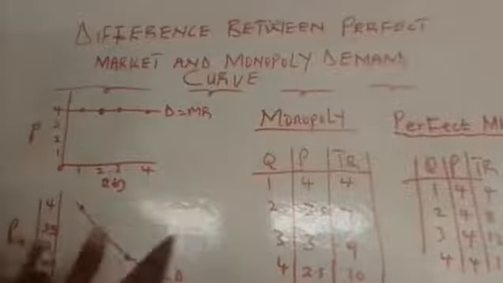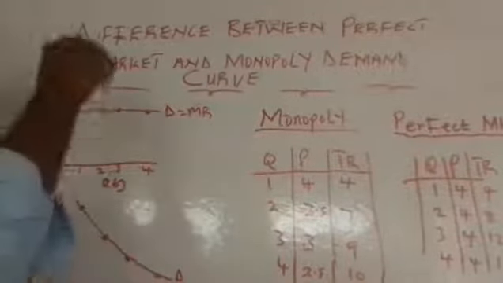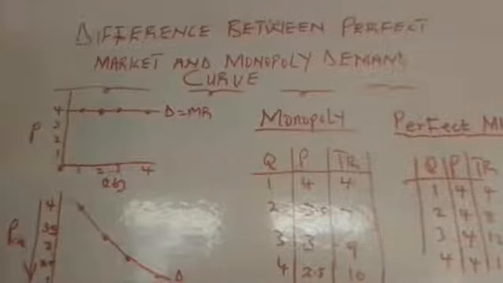That is the difference between the demand curve in a monopoly market and the demand curve in a perfect market. Thank you.